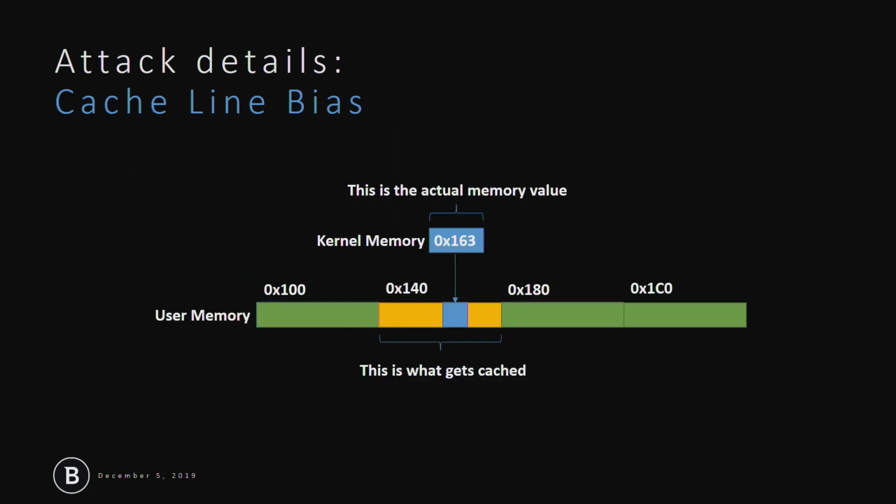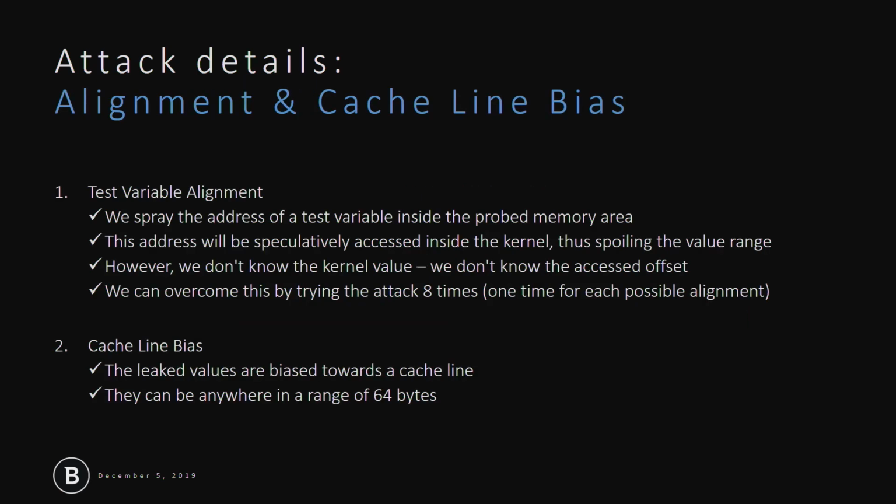The second issue is the cache line bias, which basically simply states that the value that we detect could potentially be within a 64 bytes range, right? Because the cache uses lines which are regularly 64 bytes in size. If the kernel value is 163, for example, we wouldn't know for sure. We would just know that the secret value is somewhere in between 140 and 180, which is still pretty good, if you ask me. All right.